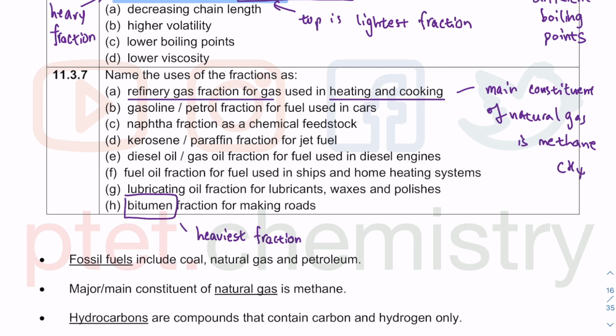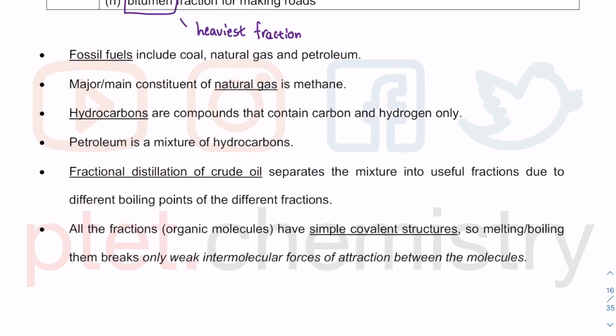Car petroleum is somewhere just below the refinery gas fractions, and it gets heavier and heavier and heavier as these are the other fractions and these are the associated uses. Just to quickly recap what I've gone through in the syllabus objectives, we have a couple of fossil fuels. We need to name them, so make sure that you can name these fossil fuels. Number 1, coal. Number 2, natural gas. Number 3, petroleum products. The main constituent of natural gas is methane.